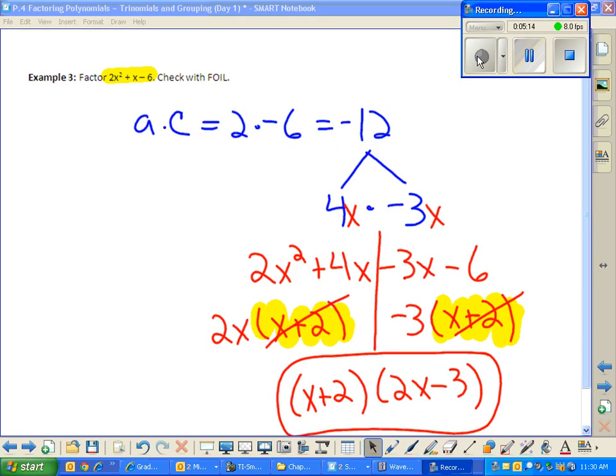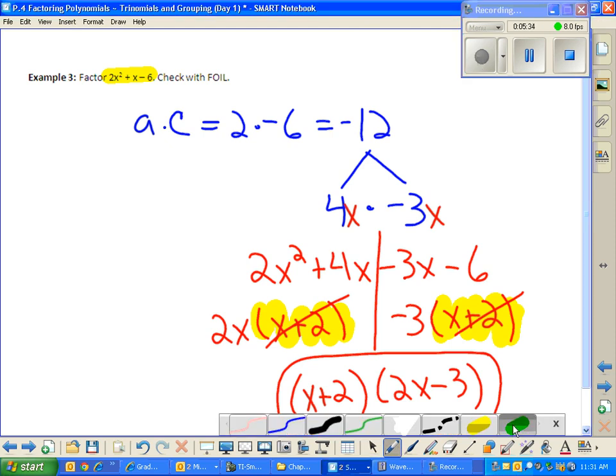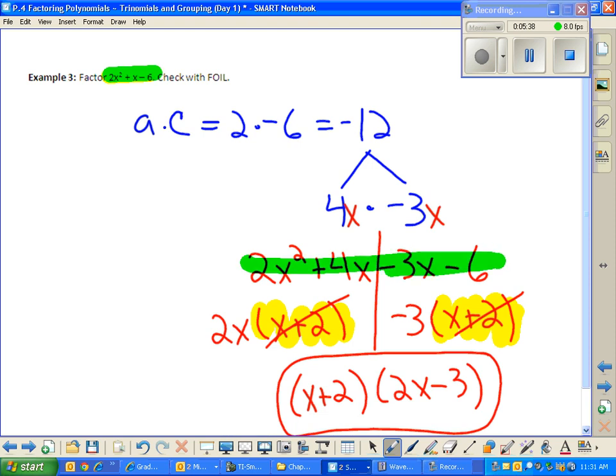I just wanted to show you your answer to example 3. So I took A times C and got negative 12. Factors of negative 12 that add to 1 are 4 and negative 3. You attach x to those and rewrite what was 3 terms as 4 terms. So I turned my trinomial in the original problem into something that had 4 terms. I just took a moment to rewrite the problem using my factors of AC that added to B.